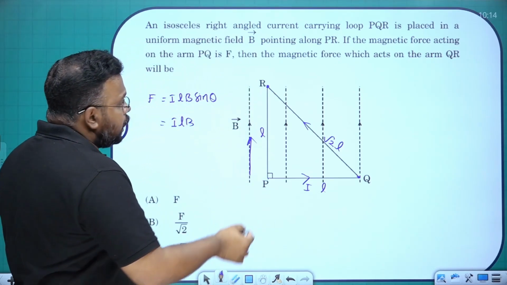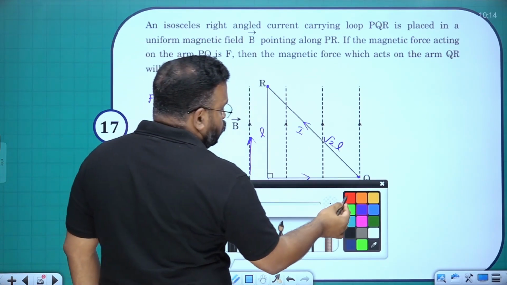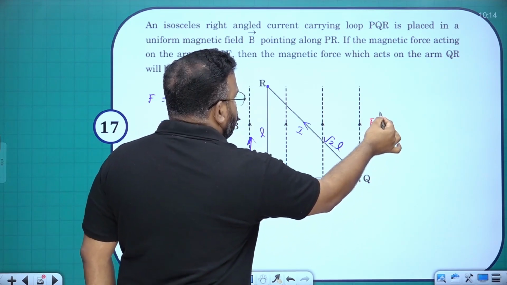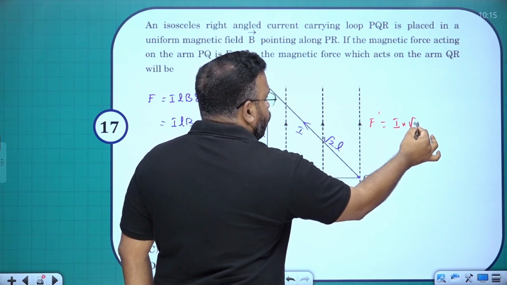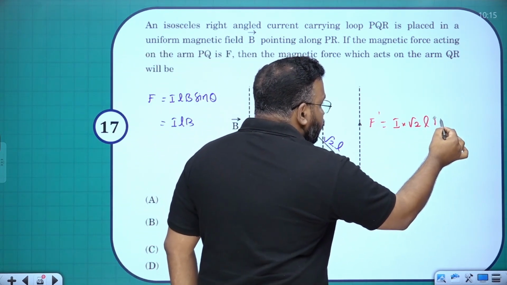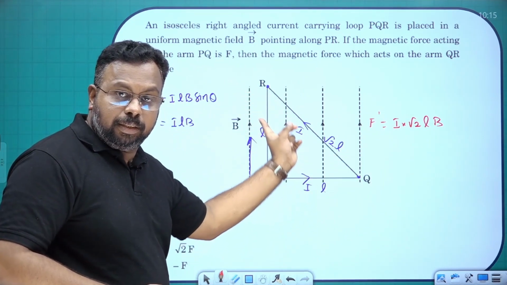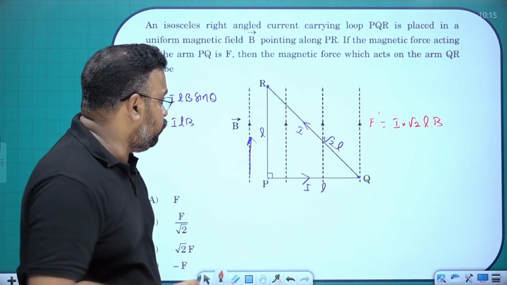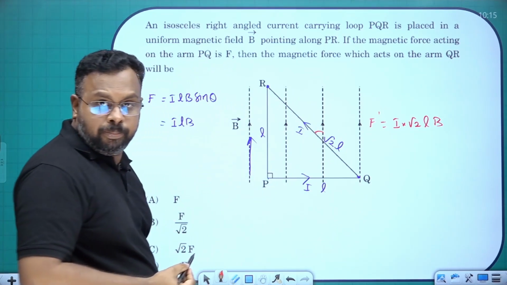Understood? Yes. That is carrying the same current I. So I'll be writing the new force formula. The new force formula will be F dash is equal to I, but the length is root 2L, into B. But here look at the value of theta. What is theta? The angle between the length of the current carrying wire and the magnetic field. That means this is the length, and this angle is what we need.